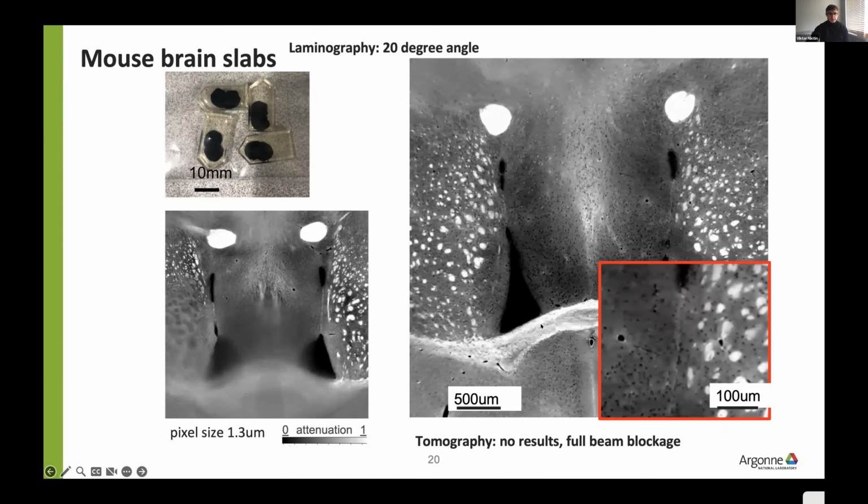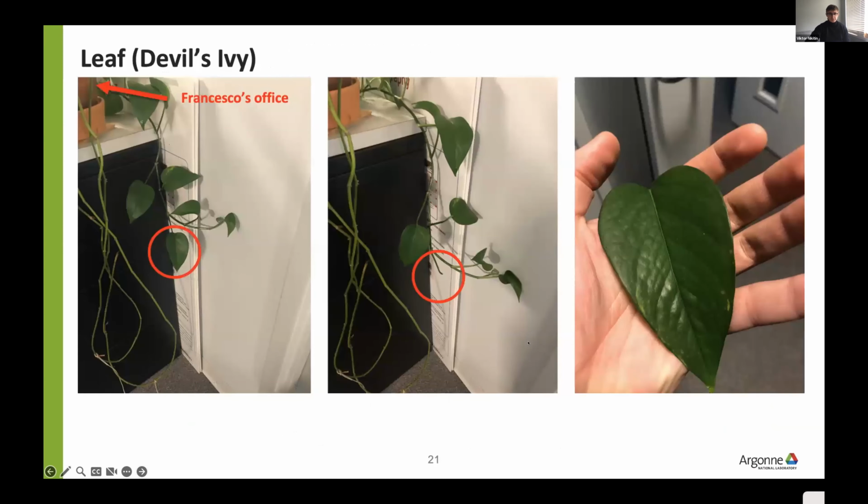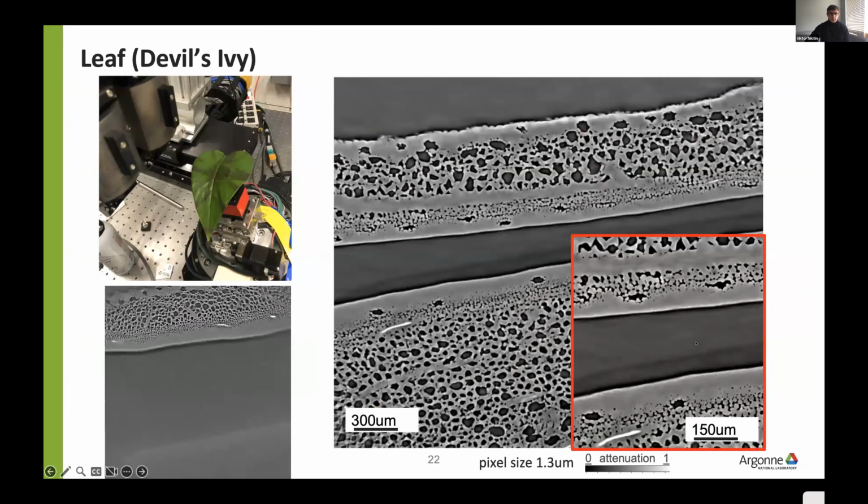Okay, the next example is this leaf, devil's ivy. This is a plant that grew near Francesco's office. He said he brought this plant from Italy, and just took one leaf of that to scan. So you see that we can scan really huge objects in laminography. This leaf is quite huge.